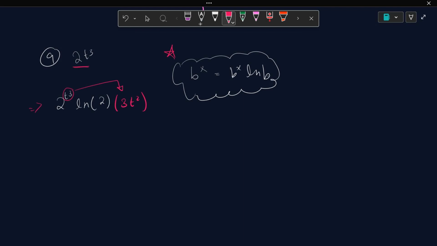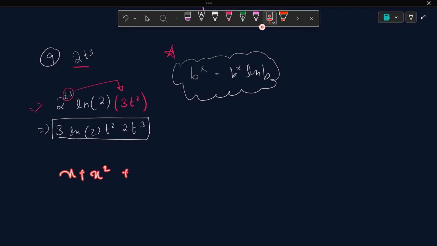And if you guys want to write it in a simpler, more proper way, that should be 3 ln of 2 times t squared times 2 to the power of t to the power of 3. Okay, so that should be it. Because here I wrote the constant first, and then you have t squared, and then afterwards 2 to the t to the power of 3. Just like if we write x squared, x cubed. So it's a better way of writing it, but they're basically the same thing.